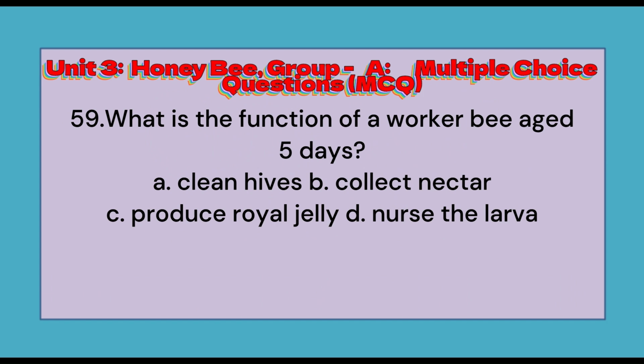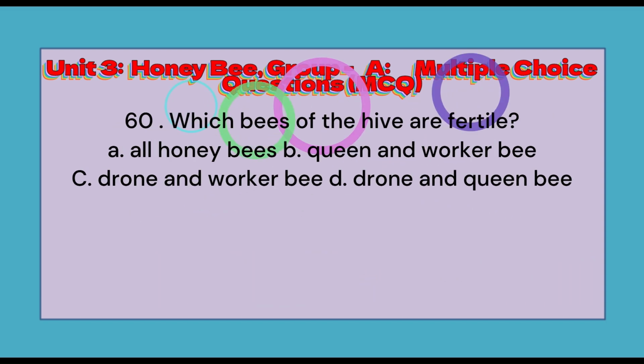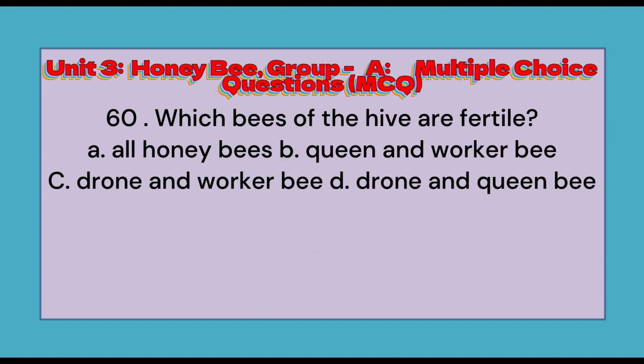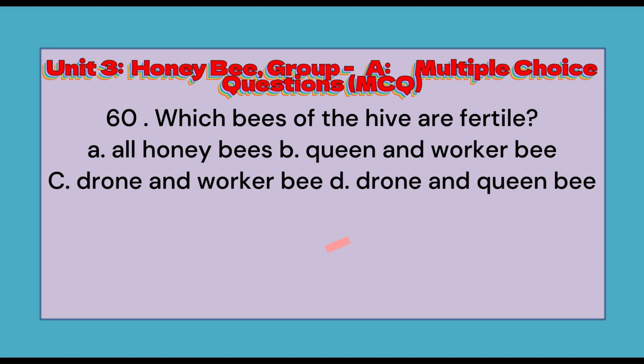59. What is the function of a worker bee aged 5 days? A. Clean hives. B. Collect nectar. C. Produce royal jelly. D. Nurse the larva. Correct answer: D. Nurse the larva. 60. Which bees of the hive are fertile? A. All honey bees. B. Queen and worker bee. C. Drone and worker bee. D. Drone and queen bee. Correct answer: D. Drone and queen bee.